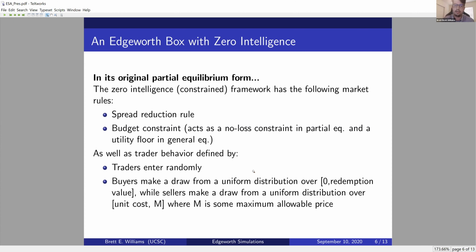Trader behavior is defined as follows. Traders enter randomly, and buyers make a draw from 0 to the redemption value with a uniform distribution over it, and sellers make a draw from a uniform distribution from their cost to some maximum value that's imposed.